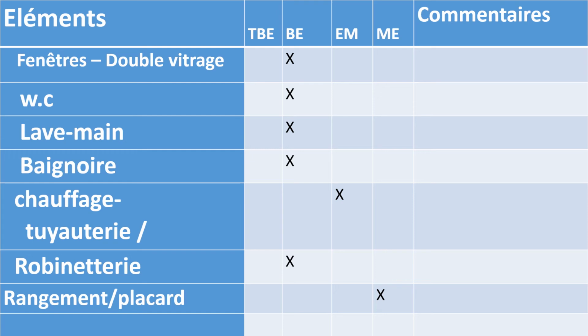WC is your toilet. Lave-mains, your wash basin. Baignoire, your bath. Chauffage, tuyauterie. So chauffage is the heating, and tuyauterie is anything to do with the tuyau, which is pipe. Robinetterie, anything to do with robinet, which is taps. We've seen that before. And rangement placard, anything which has to do with cupboards or places used as cupboards.